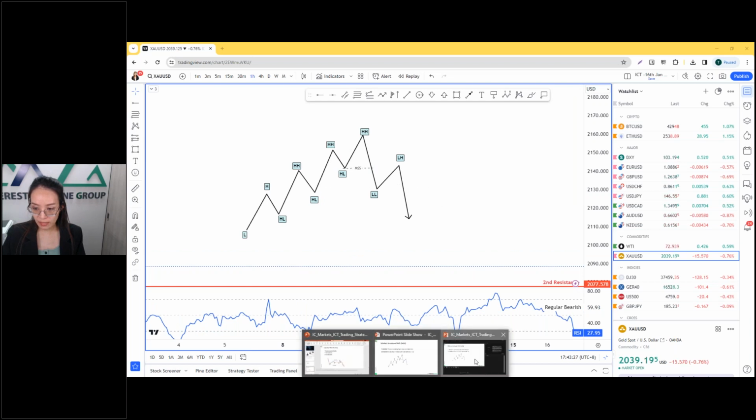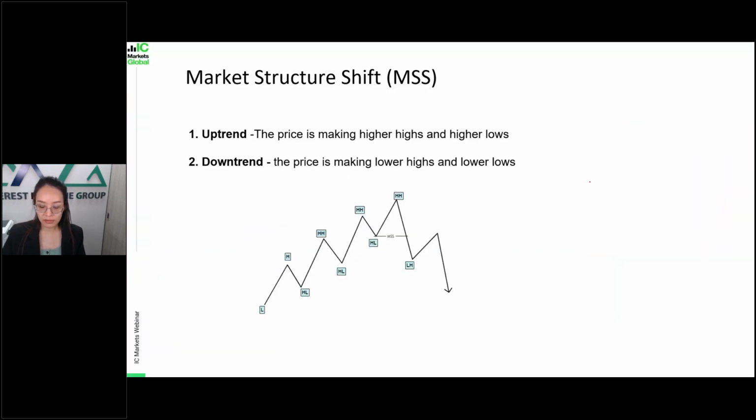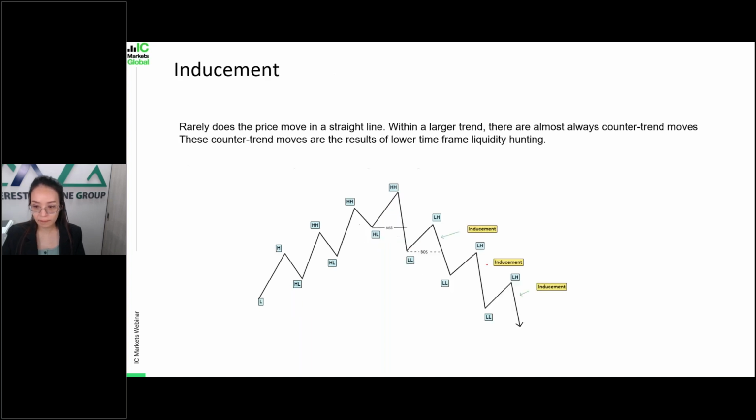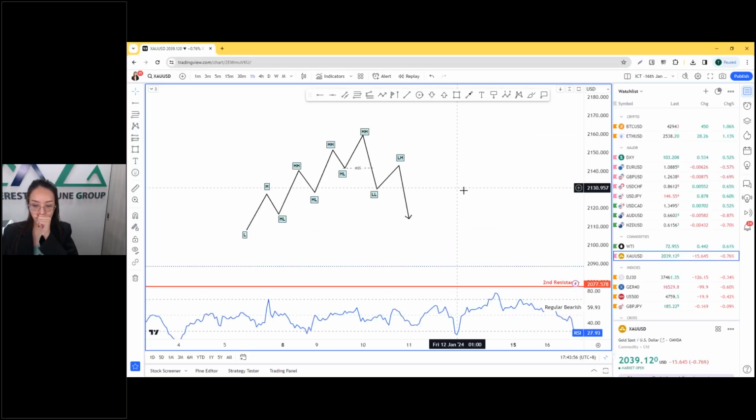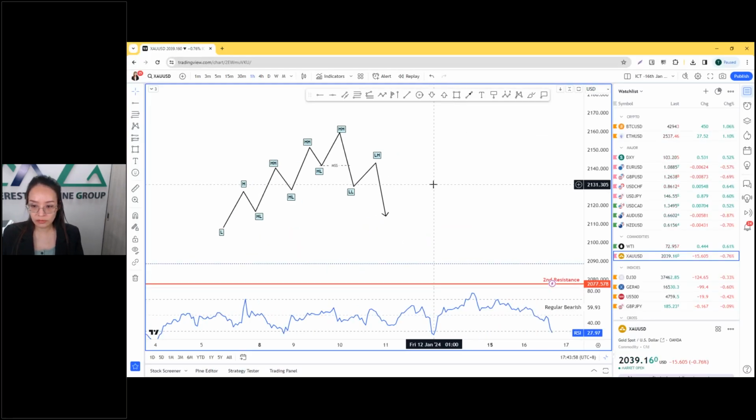And then after that, you know the price has changed momentum from uptrend to downtrend. The condition is that they need to break this low, and then they create a lower low, not a lower high. Okay, and now we're talking about inducement. What does that mean? I'll go back to the slide again for a quick recap so we can practice more on the chart.